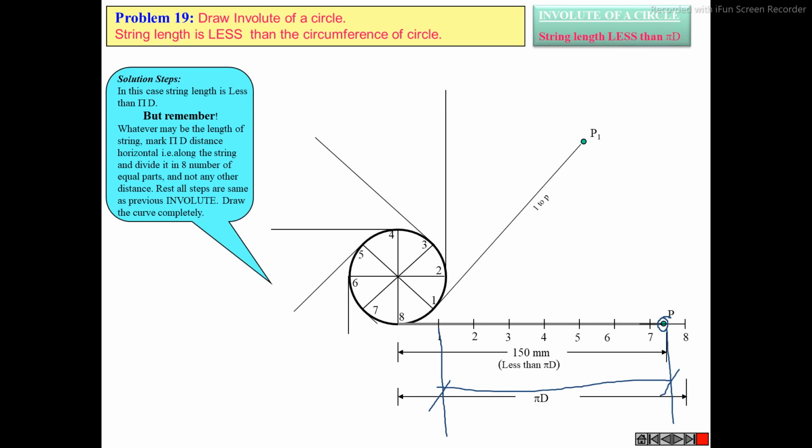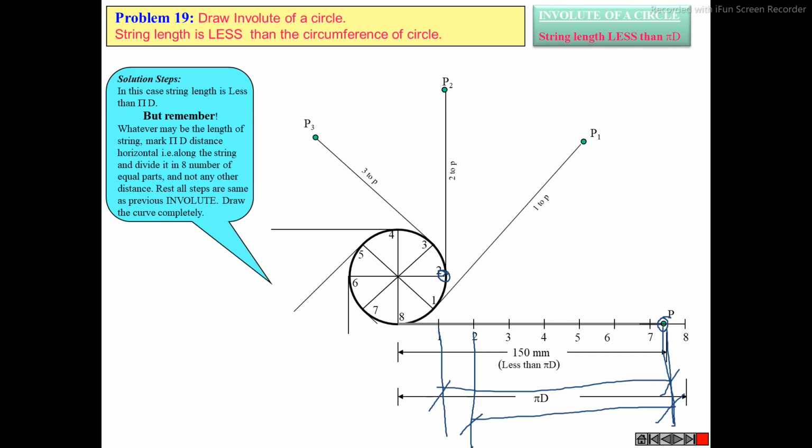Yes, sir. Similarly, for getting the next locus point of your involute, I know that the next locus point will lie on the tangent line passing through point 2 of the circle. In order to get that locus point, how much distance will I measure in my compass? I will measure this distance 2P. I will place my compass at point 2 and cut an arc on the tangent line passing through point 2. That point will be the third locus point of my involute.